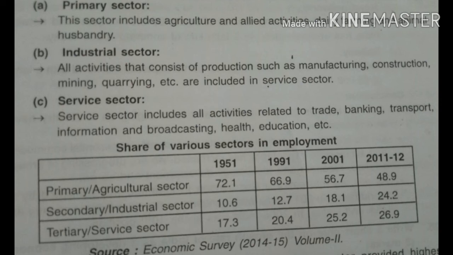Third is service sector. Service sector includes all the activities related to trade, banking, transport, information and broadcasting, health, education, etc. You can see in the table that primary sector provides highest employment opportunity among all the sectors in 50-51. This has reduced drastically by 2011-12 and it has increased the contribution of industries and service sector. Thus, it can be seen that from the year 51 to 2011-12, the employment largely shifted from primary sector to industrial sector and service sector.